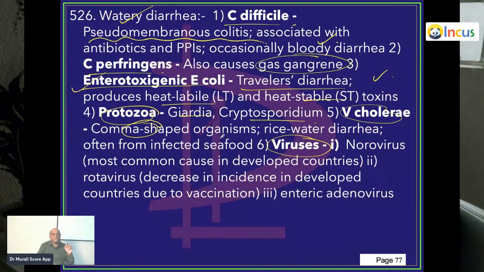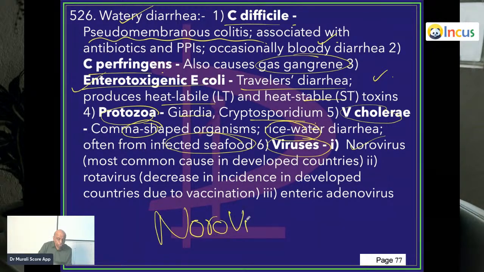Comma shaped organism, rice water diarrhea. Sometimes infected seafood also can lead to it. Then what are the viruses that lead to diarrhea? Norovirus. What is that? Norovirus is common in developed countries. Rotavirus is very common in developing countries like India. A lot of infantile diarrhea is all rotavirus.